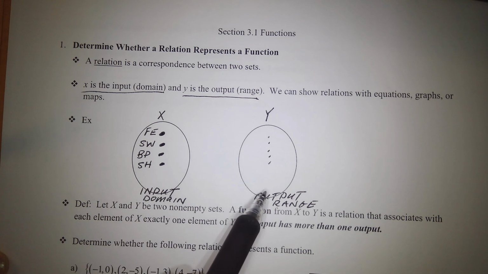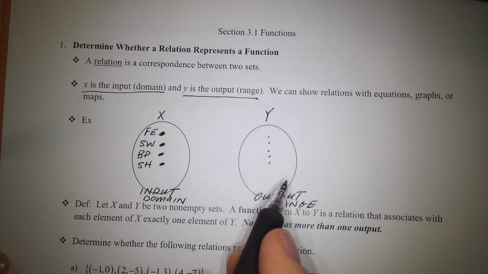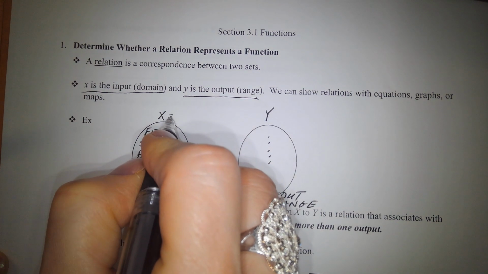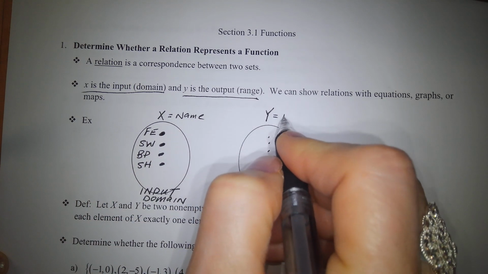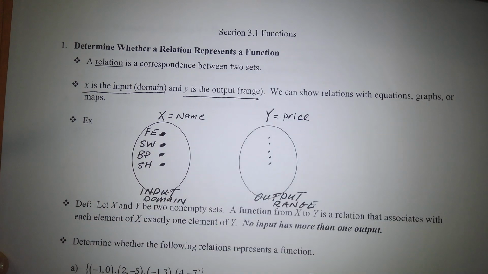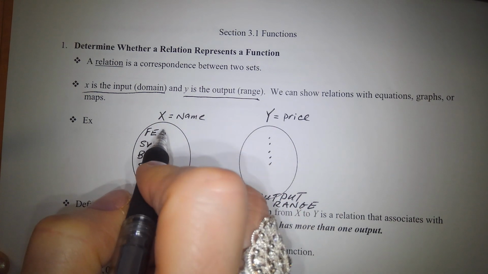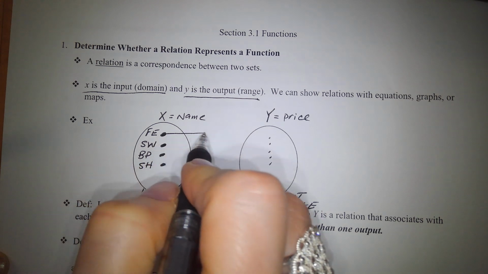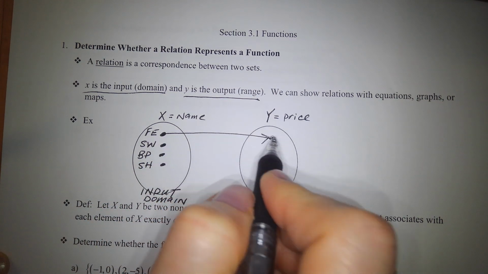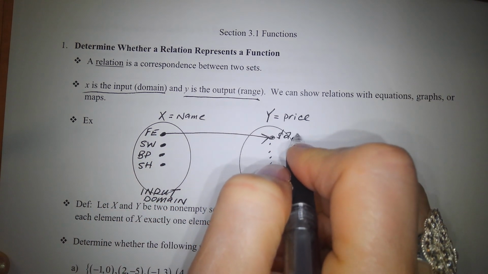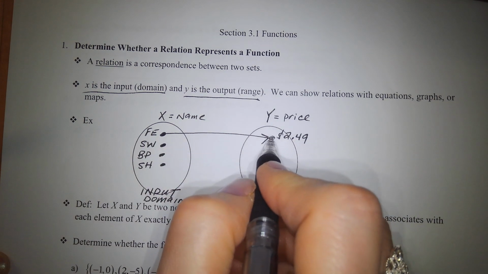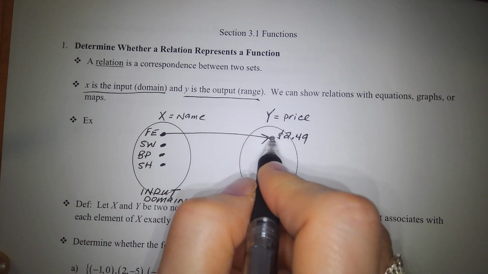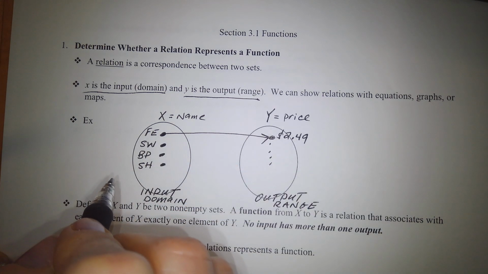The output is going to be the cost or the price. So in this case, X is going to be the name of the gas station, and the output is going to be the price of gasoline at that location. Let's say you go to Family Express and the gas costs $2.49. This would be one relation between Family Express and the cost of the gas at that location.